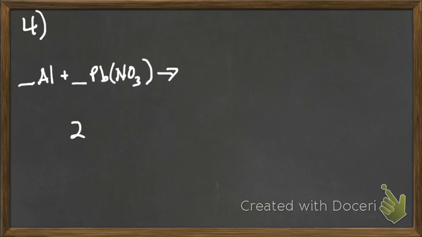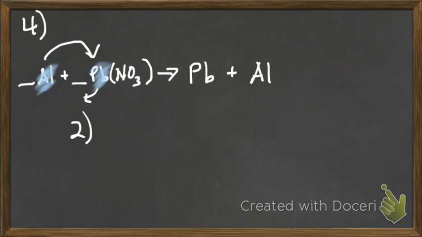Step 2 was predict the products. So if we take aluminum, aluminum has a plus charge, Pb also has a plus charge, so we know that aluminum is going to replace Pb. So our products would look like this. The Pb gets kicked off and is just by itself. The aluminum is now with the NO3. And those are our products with the exception of our subscripts. We need to double check, make sure our subscripts are correct.